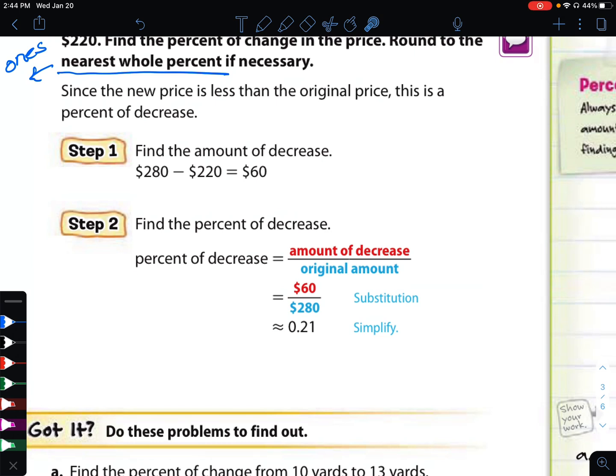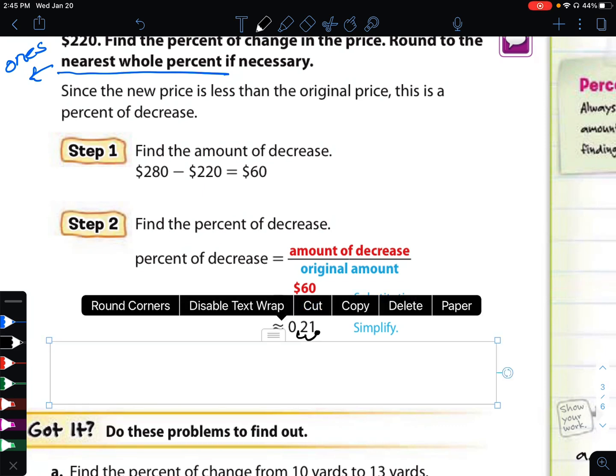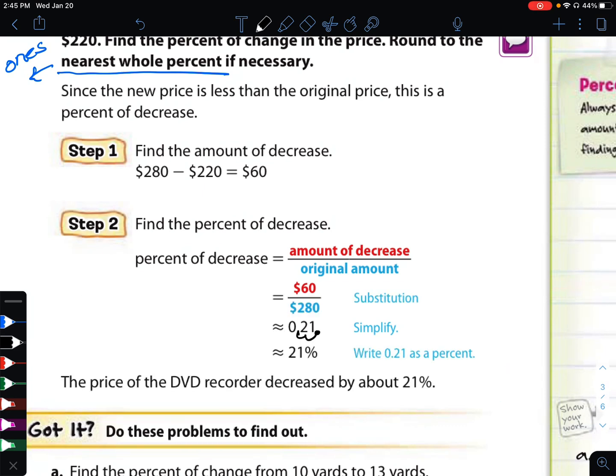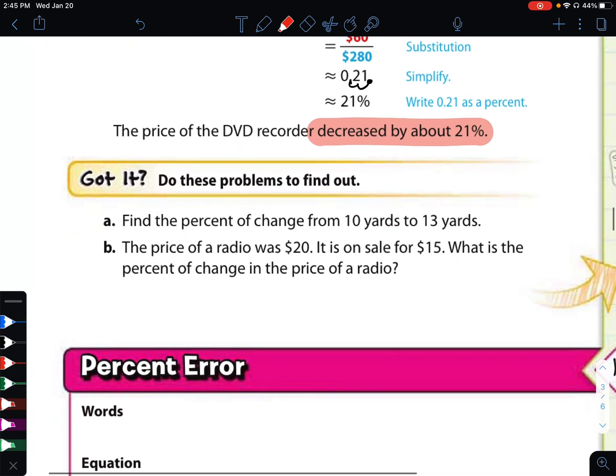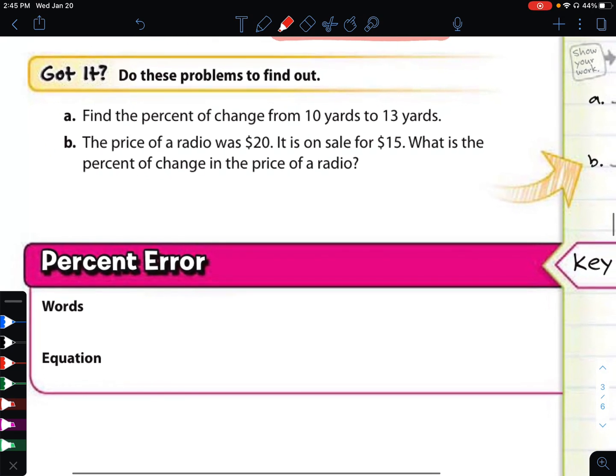Okay, and then we convert that into a percent. The way to convert that into a percent is we move the decimal 2 spaces to the right. 1, 2, and we end up with 21%. So the price of the DVD recorder decreased by 21%. Okay? All right, do the guided problems and see if you understand examples 1 and 2.